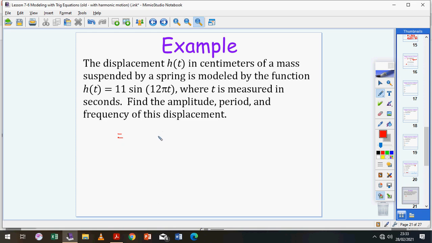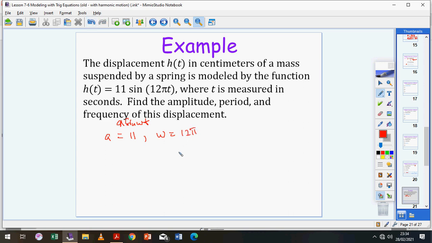So, comparing this to the equation a sine omega t, I can clearly see that a is 11. A is 11. I can see that omega is 12 pi.